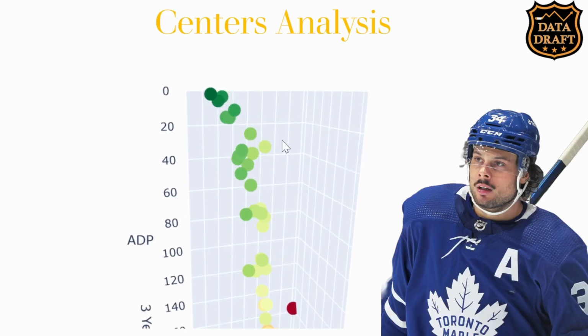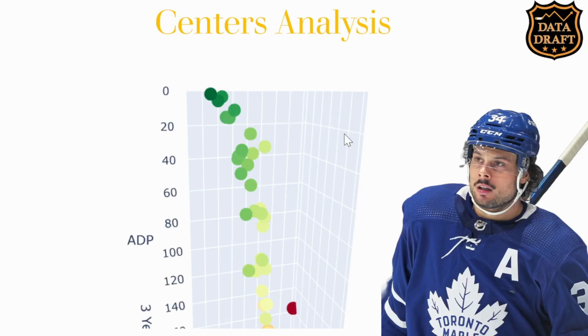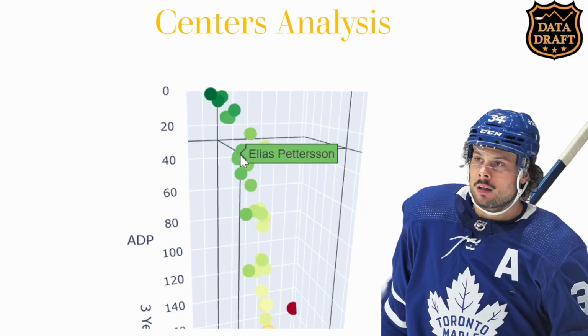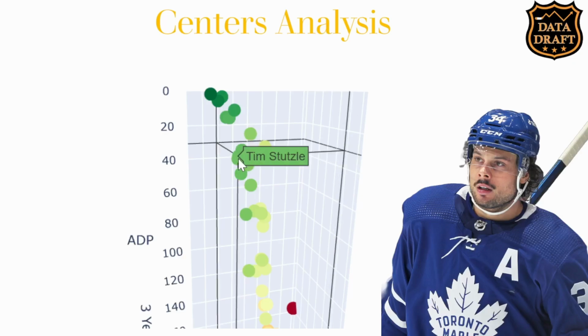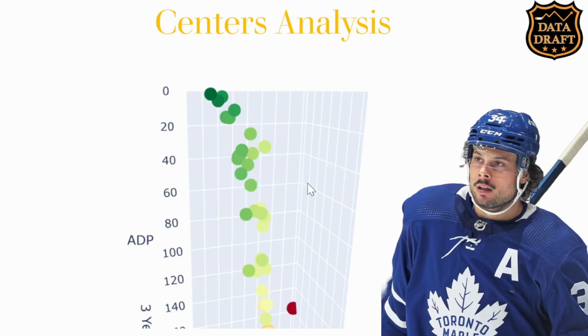But next tier, we look at Sidney Crosby. He's kind of in a tier of his own, but we'll lump him in with the rest of these guys, going right around number 20 in the ADP range. Then you have this clump of guys: Rope Hintz, Brad Point, Zibanejad, Pedersen, Stützle, Nugent-Hopkins, Stamkos, Tavares, and JT Miller.